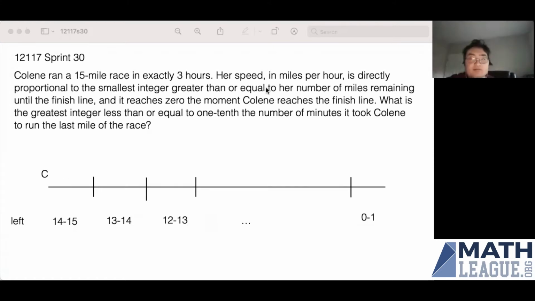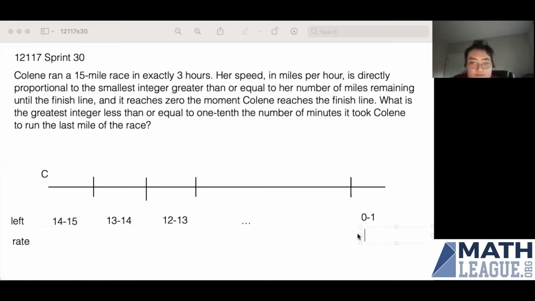Wait, let's reread that problem. Let's make sure we're actually getting this right. Directly proportional to the smallest integer greater than or equal to. So it's not the floor, but the ceiling. I almost said the floor, but it's actually the ceiling. So her rate, then, if we look at the last mile, and we'll call her speed, her rate during that last mile, m miles per hour.